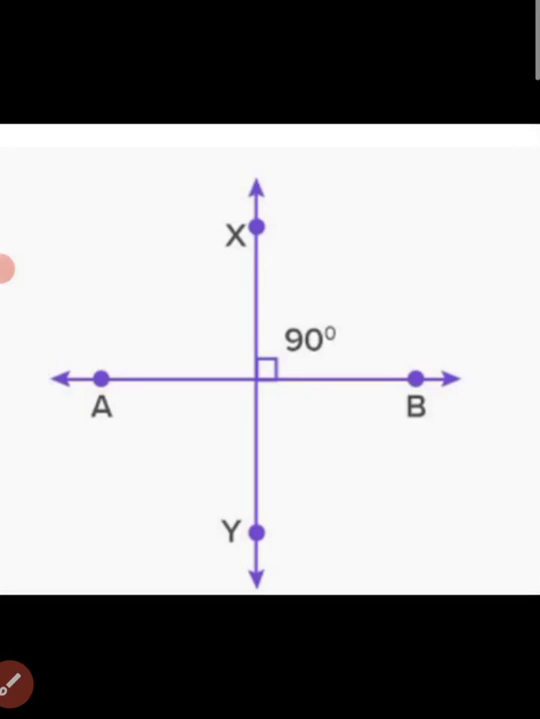You have to remember, all perpendicular lines are intersecting lines, but all intersecting lines are not perpendicular lines. The lines which make a 90 degrees angle between them, only that type of intersecting lines are called perpendicular lines. Okay, these are the types of lines.